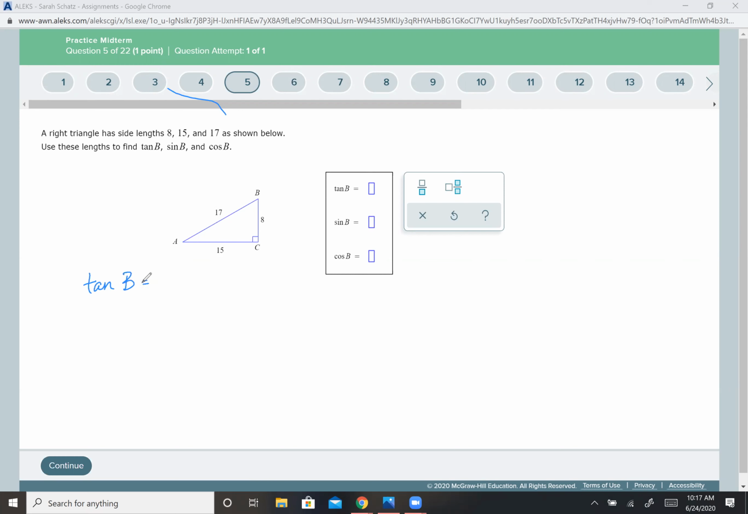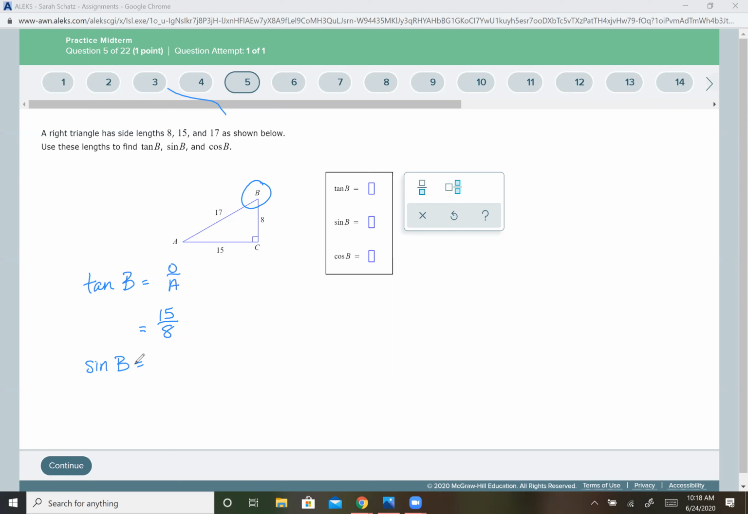Let's find the tangent of B. Remember, tangent is opposite over adjacent, and we're referencing angle B. For angle B, the opposite side is 15 and the adjacent side is 8. So you would just write in 15 over 8, as it is reduced here. If it's not, you can reduce it, but this one is already reduced.